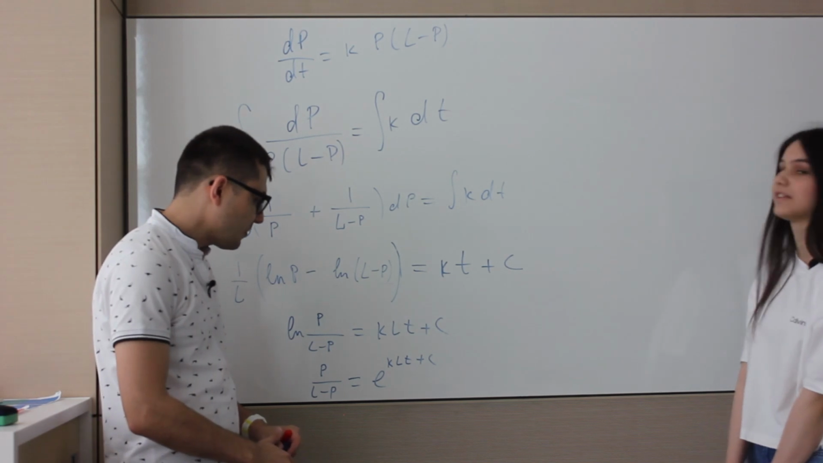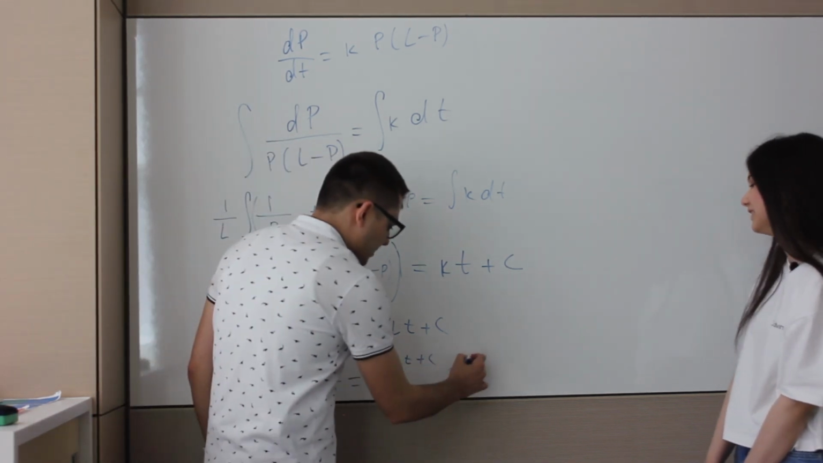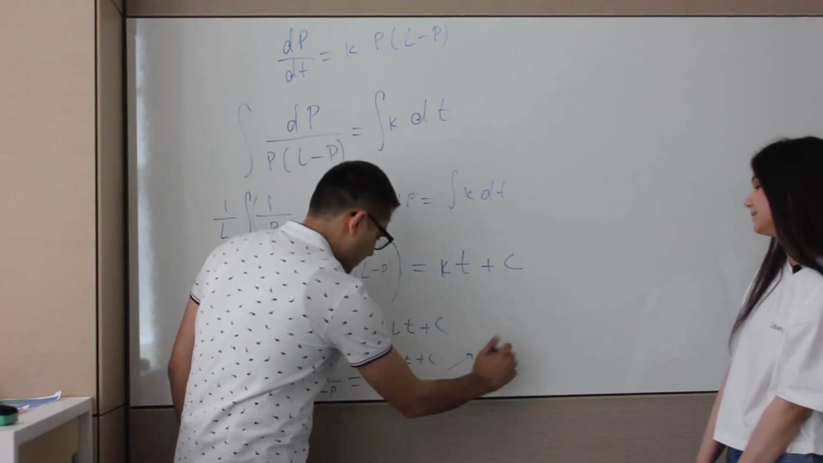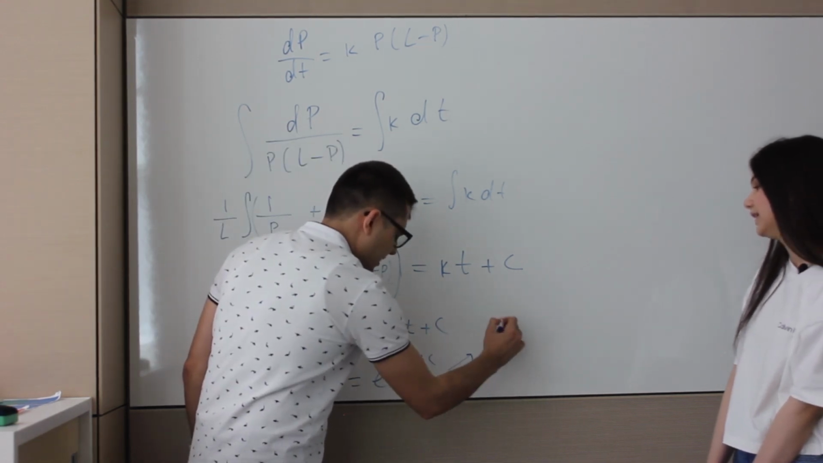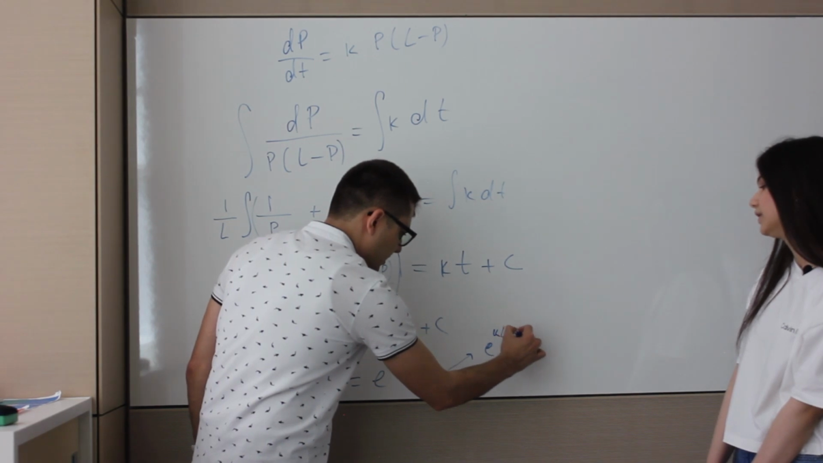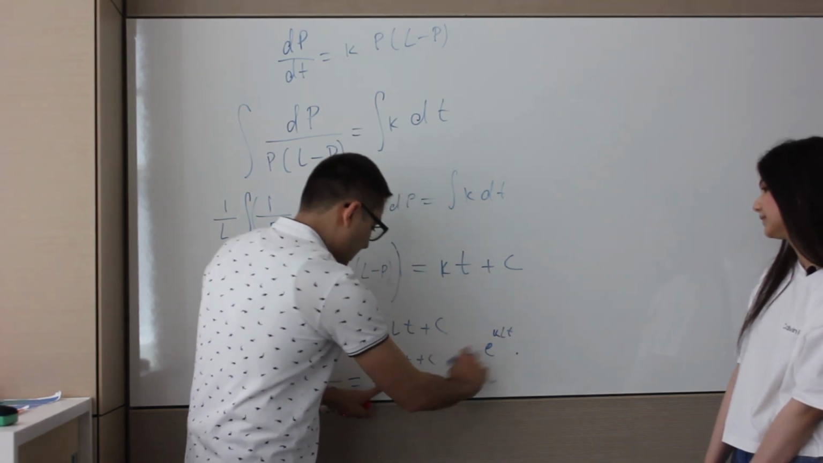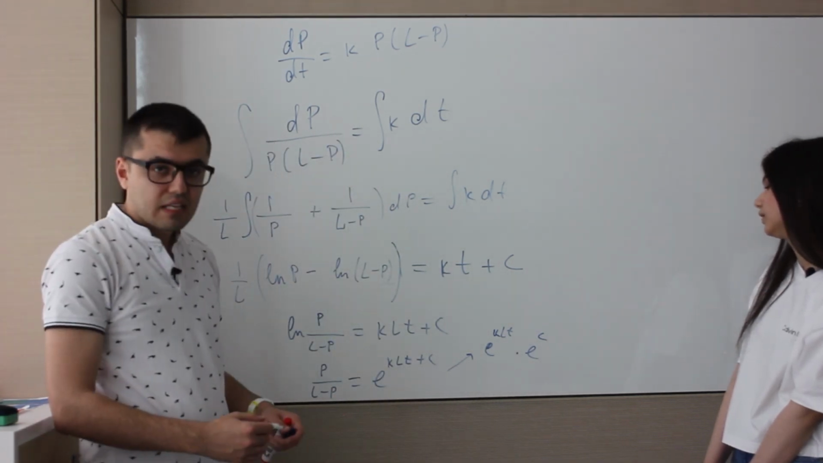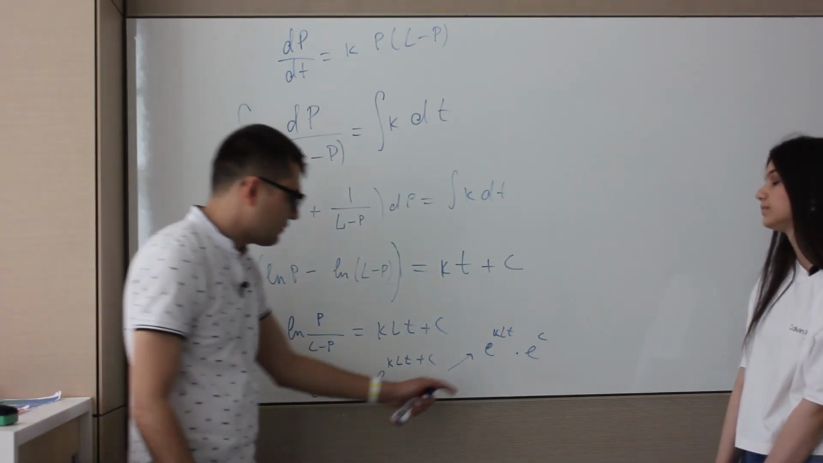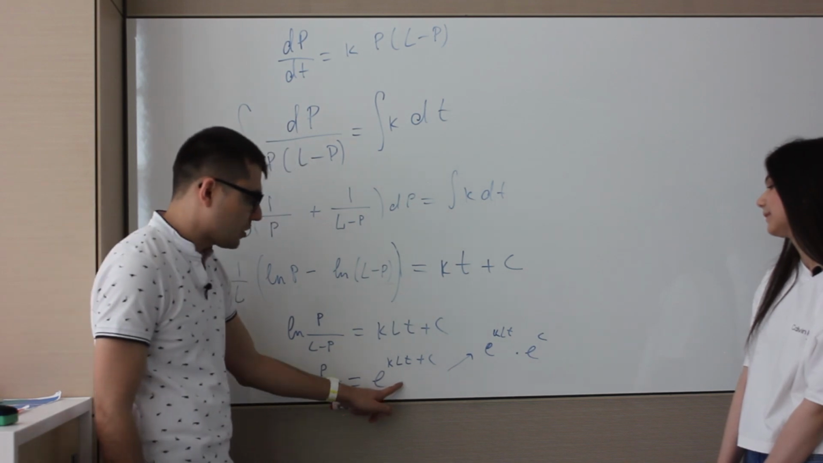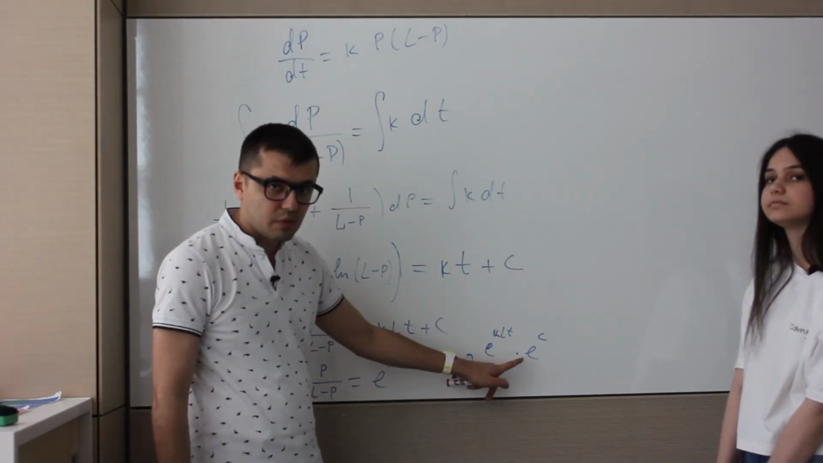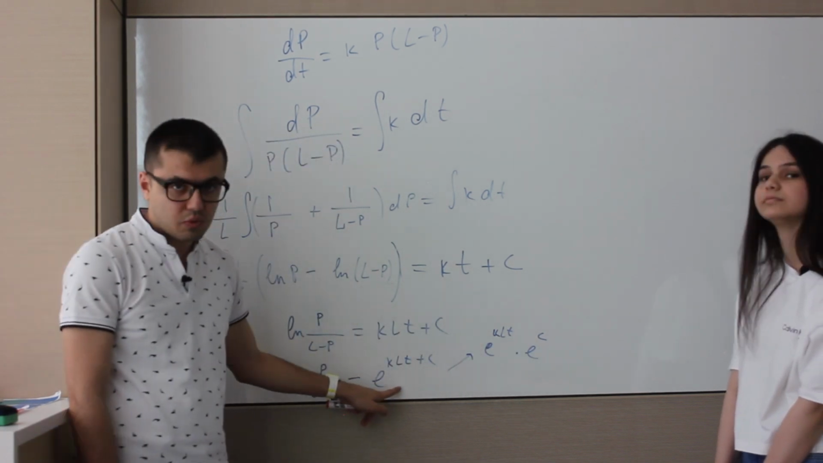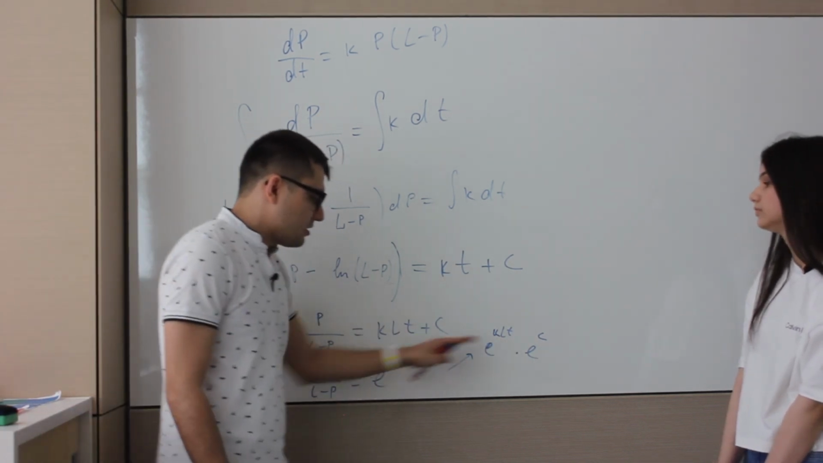Equal to C. So let me write it. I'm gonna erase now, but for you, I'm gonna write it here. It's e to the power of KLT plus C, and I'm gonna write multiplied by e to the power of C. Think by yourself: is this one the same as this one? You have the rule that when you multiply, you add the powers. When you add the powers, you'll get this one, right? So this is the same thing.